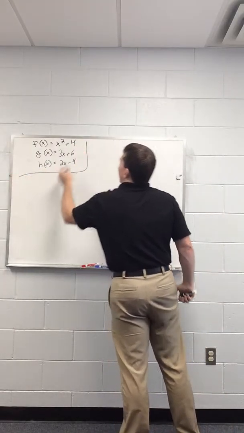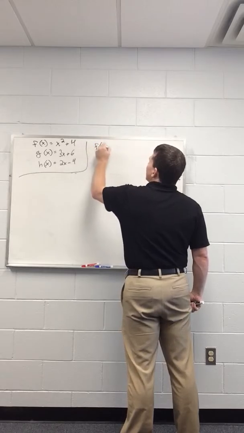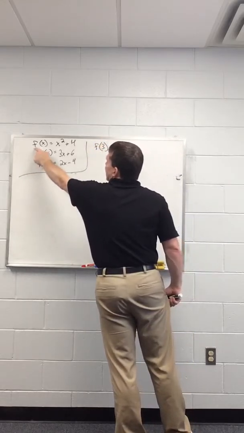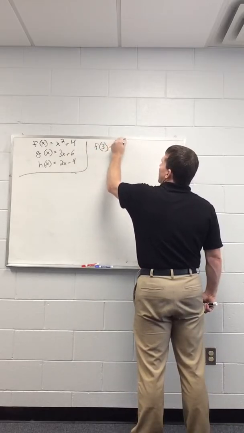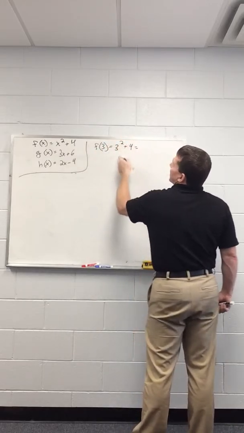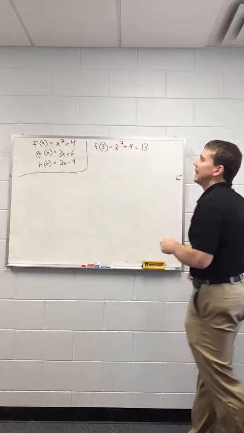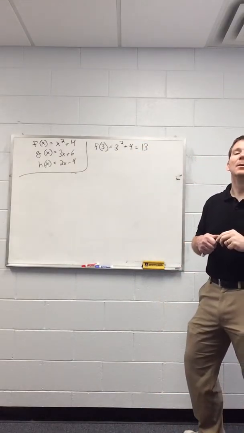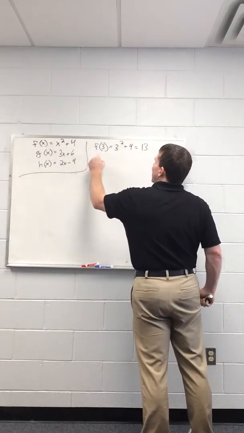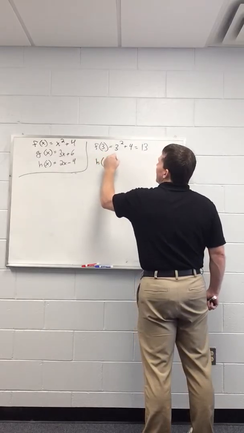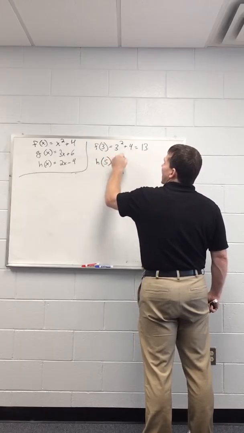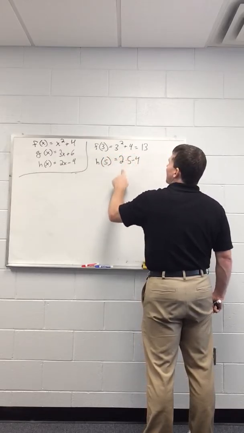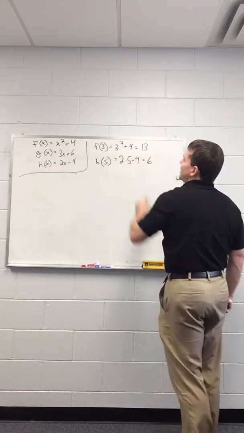But then I can do something like f of 3. That's take this function f, replace x with 3, and I get 3 squared plus 4, which is 9 plus 4, 13. But then I can also do h of 5. Now I use the function h, and I replace x with 5. And I get 2 times 5 minus 4. That's 10 minus 4, which is 6.